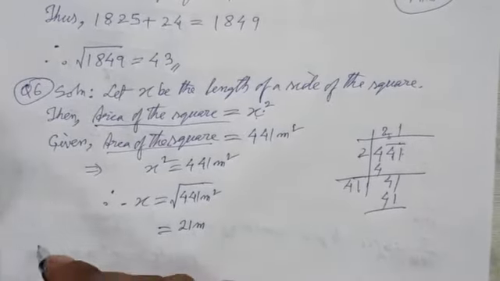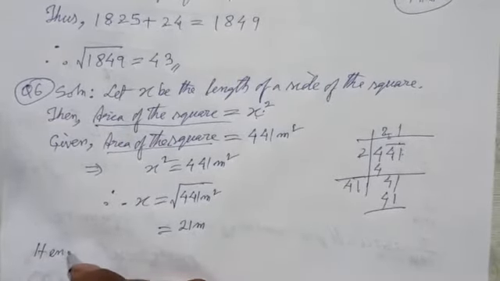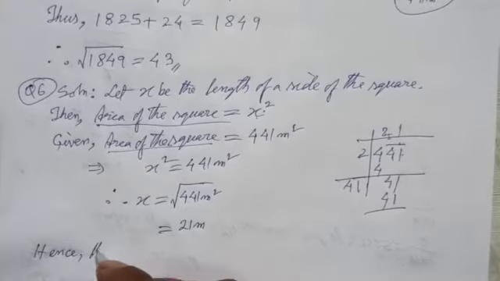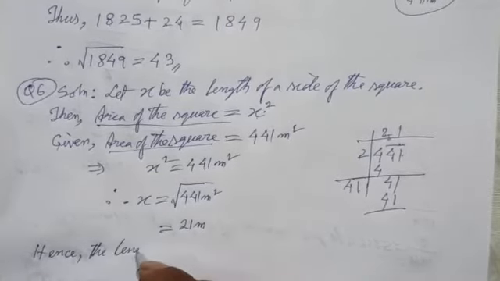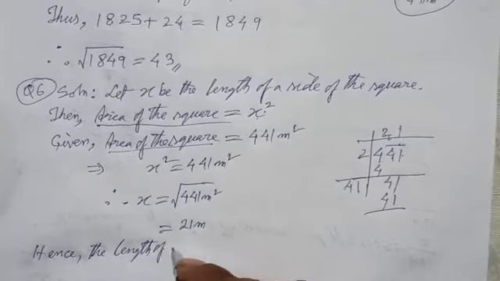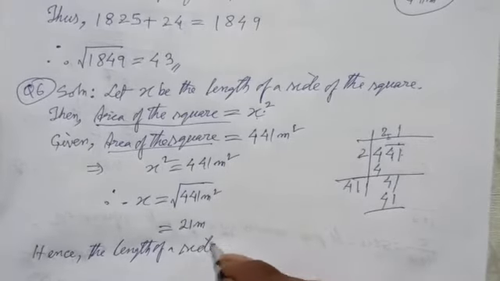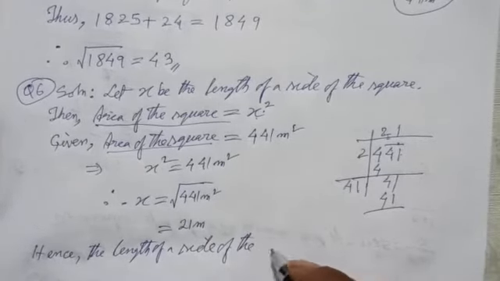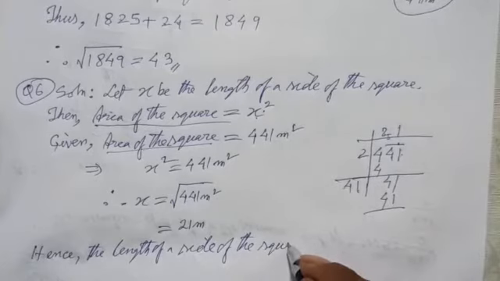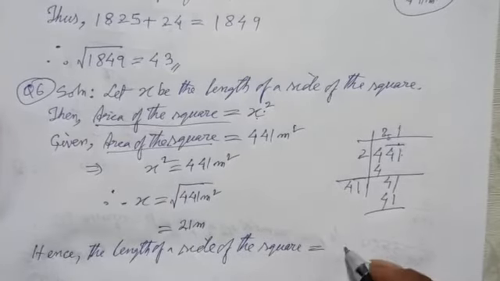Hence, the length of a side of the square is equal to 21 meter, and this is the answer.